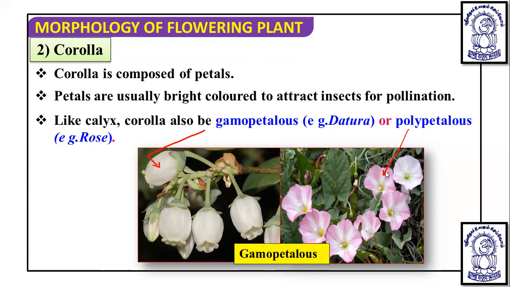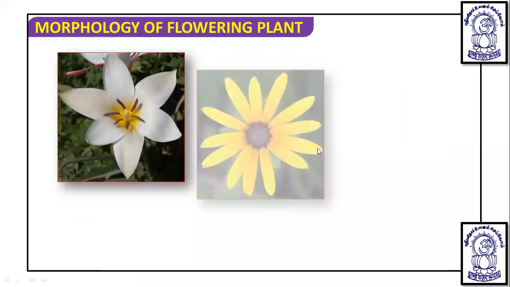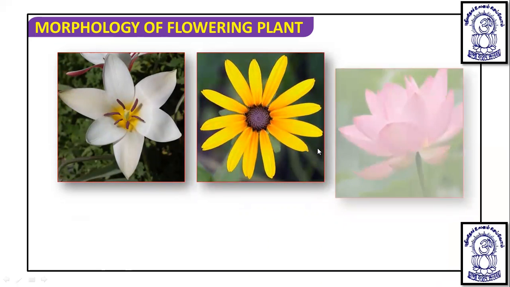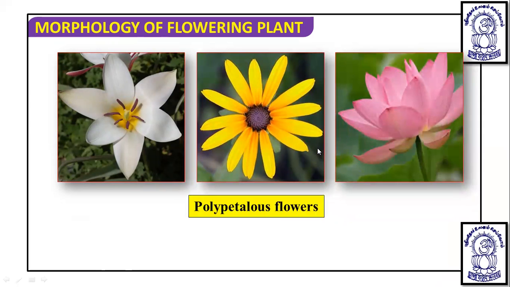Now, this is the gamopetalous condition. Actually, yes, it is not polypetalous. It is in an open state, but the petals are fused, so it is gamopetalous. Sorry for this interruption. Here you can see the petals are fused, so this is also showing a gamopetalous condition. Here you can see the polypetalous condition. See, the petals are free from each other, so it is a polypetalous flower.